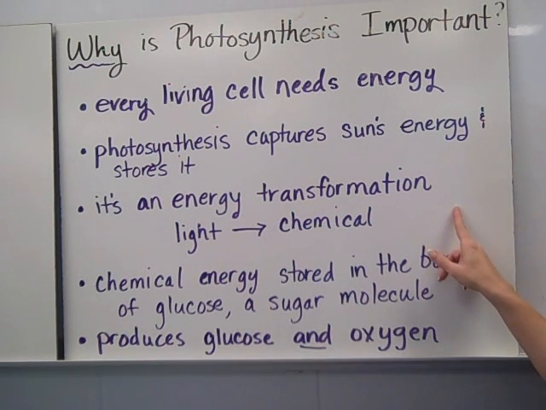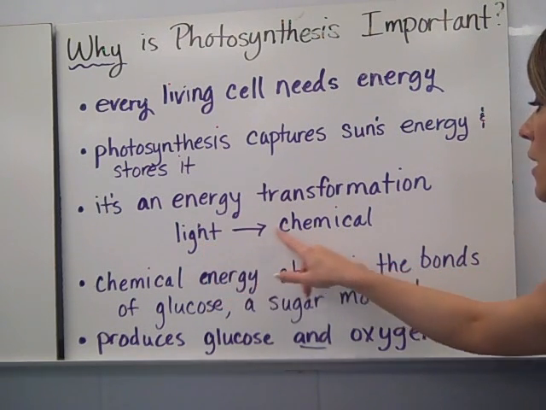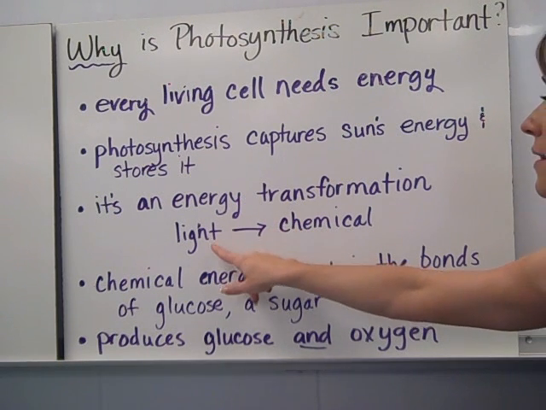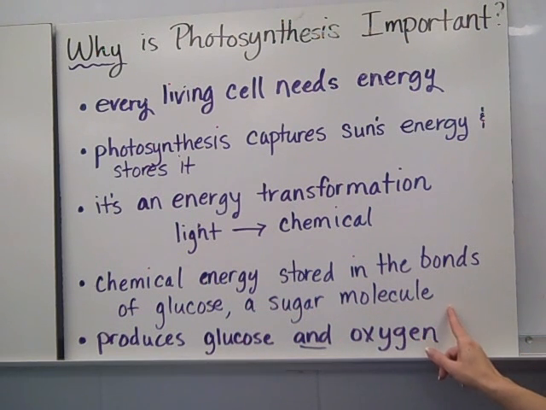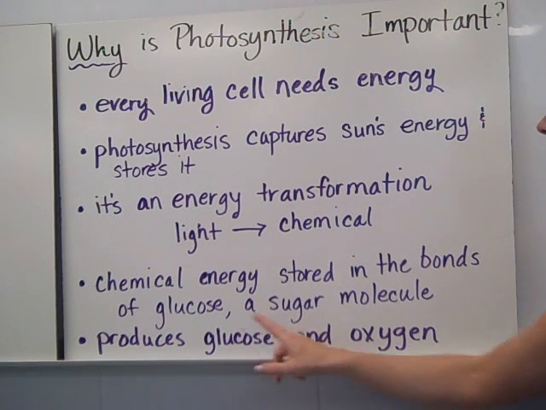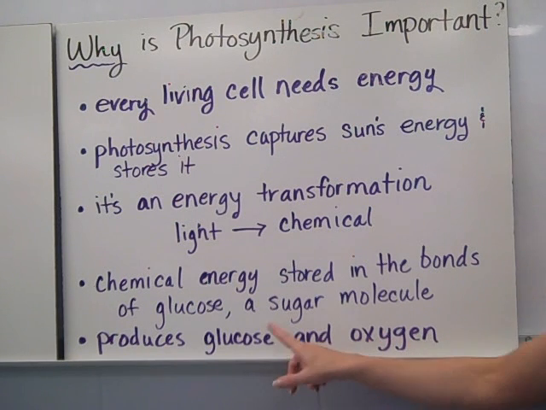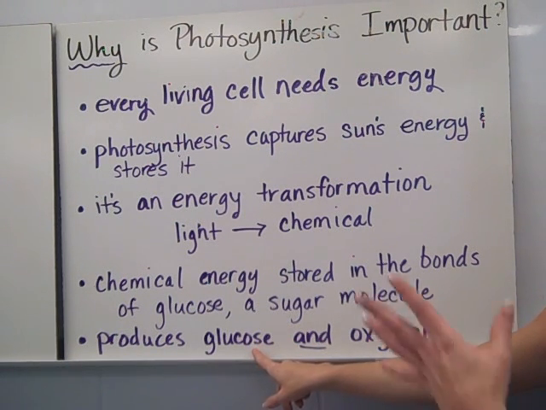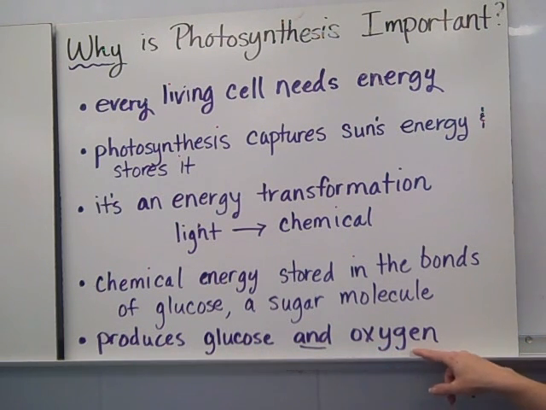This is actually an energy transformation. We learned about energy transformations earlier in the year because it's transforming and changing the light energy into chemical energy. It's taking the sun's light energy and storing it as chemical energy in the bonds of glucose, that sugar molecule. And so because of that, this process is producing glucose and it's producing oxygen. So it's important because it's giving things that can't make their own food glucose, and then also it's giving all living things oxygen for cellular respiration.